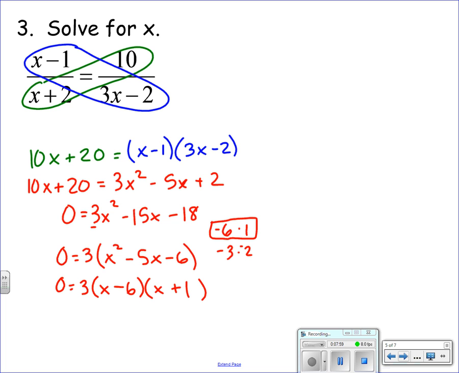Then set each one of the factors equal to 0. You don't have to worry about the 3 because there's no variable attached to it. We just set the x minus 6 equal to 0 and the x plus 1 equal to 0. And we get two answers, 6 and negative 1. 6 doesn't make the denominators equal 0, neither does negative 1, so these are both our answers.